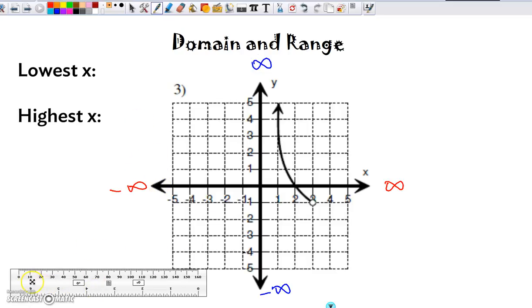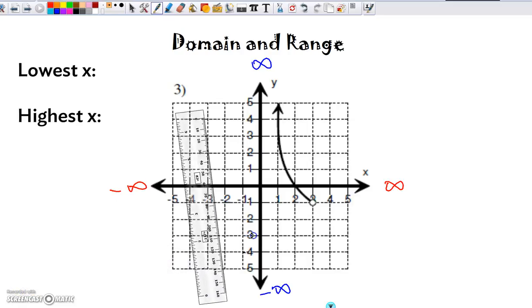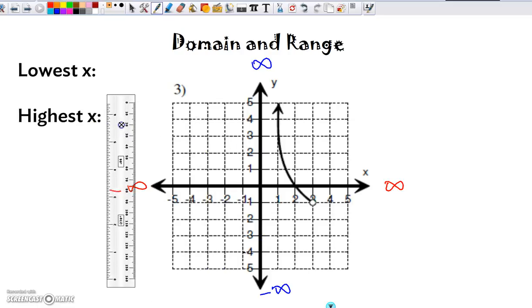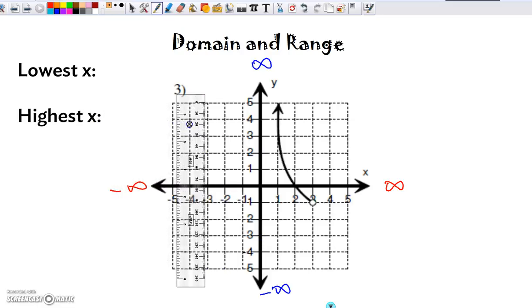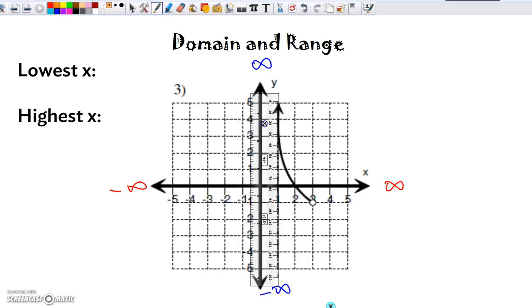Let's switch our domain and range finder. I love this little tool. It can be used for more than just measuring things, huh? This little guy. So here we go. We're going across, starting from left to right. Boom. We hit the graph at 1, but I think by now we realize that 1 is not our lowest x, since we have this arrow, and it does look like it's going straight up. Doesn't it look like it's going straight up?